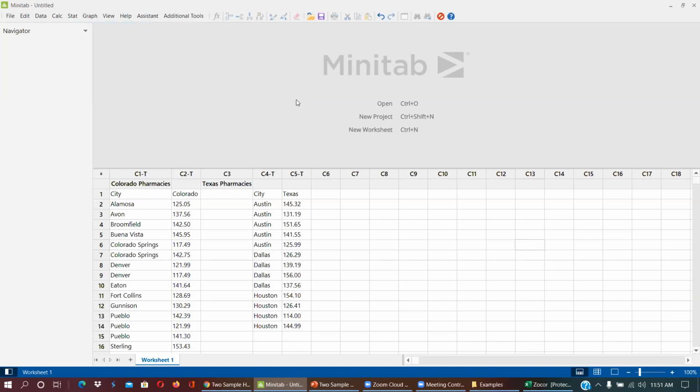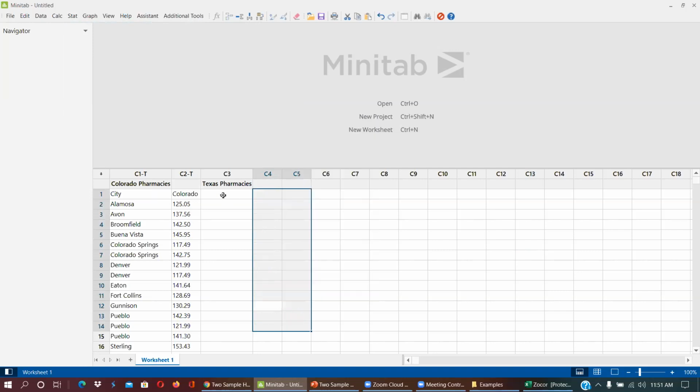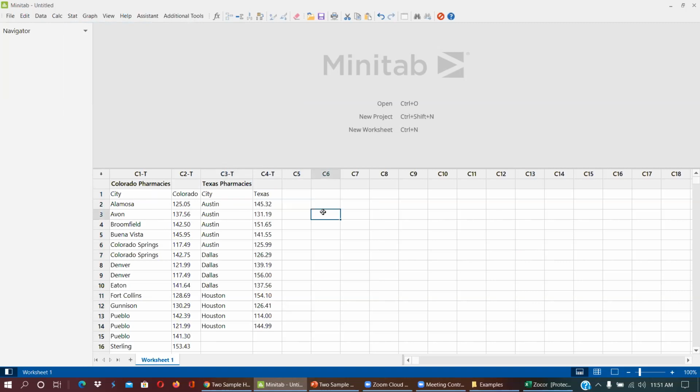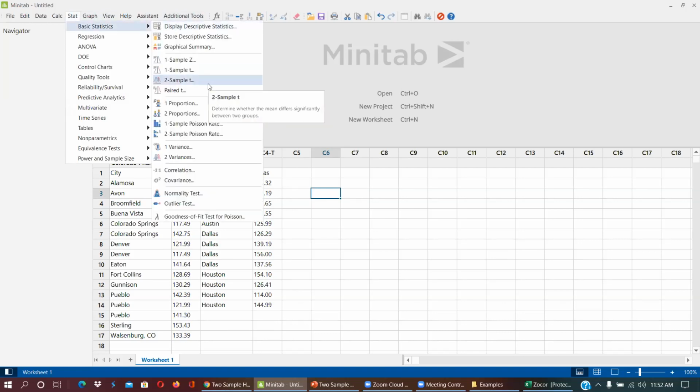Now here we have the data of two pharmacies. One is in Colorado, the second is in Texas. Now I'm going to compare them. I don't have the population standard deviation or variance known. So what am I going to do? Here I am just going to do Stat, Basic Statistics. I'm going to use the two sample t-test.